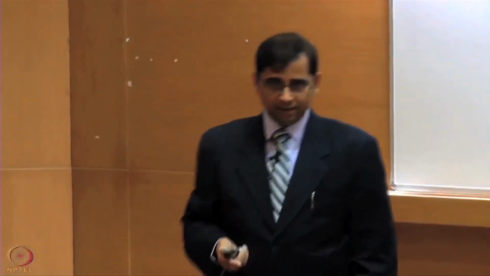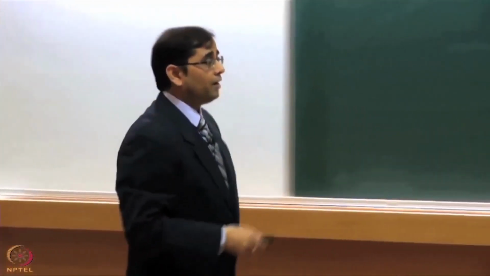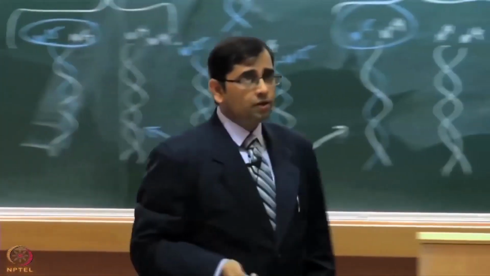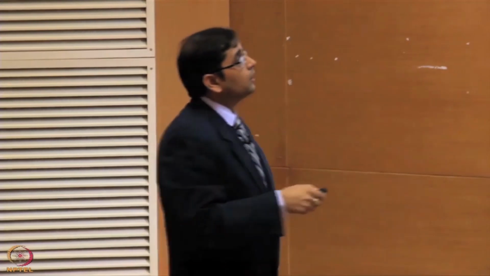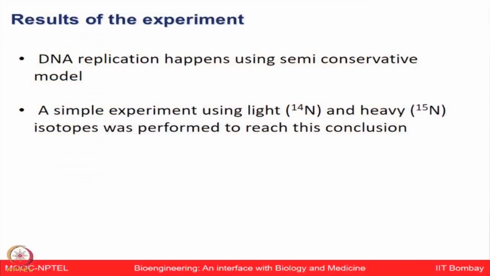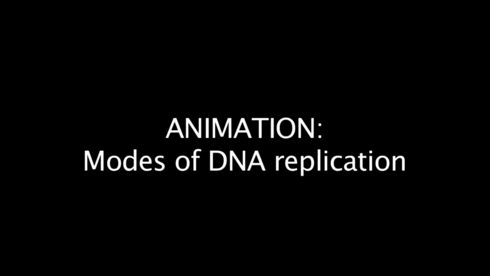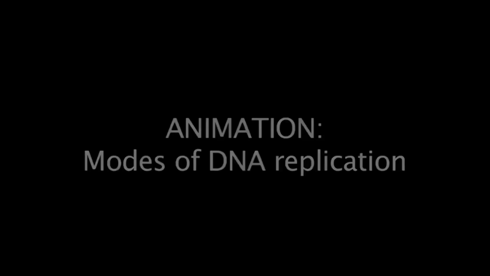Somebody mentioned rightly. All right, so this is pretty much a way for them to prove that among the three known models, dispersive, semi-conservative and conservative, probably DNA replication happens using the semi-conservative model, and just by growing DNA in N15 and N14 medium and analyzing the DNA contents, they were able to make this conclusion. Let me explain this in more detail in the following animation.